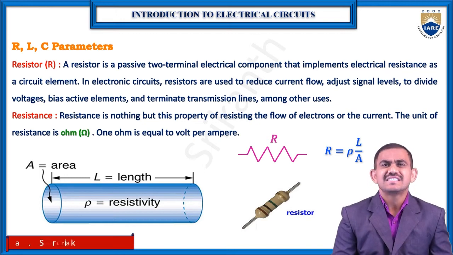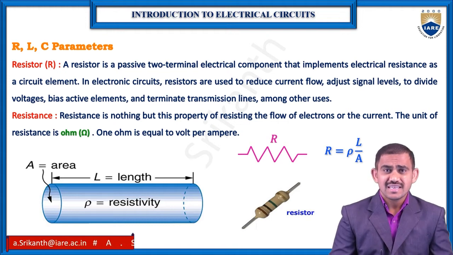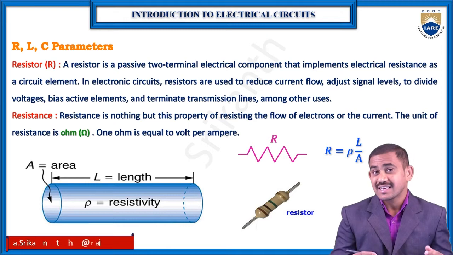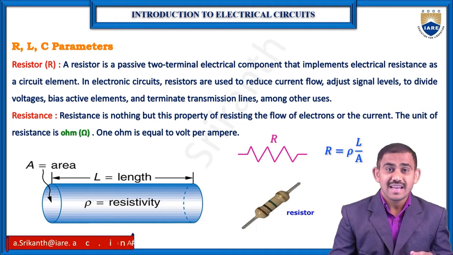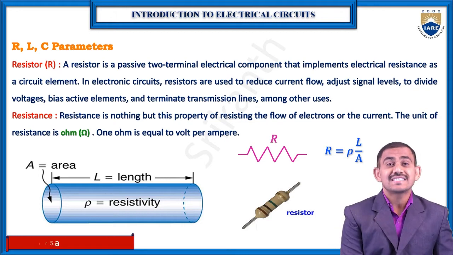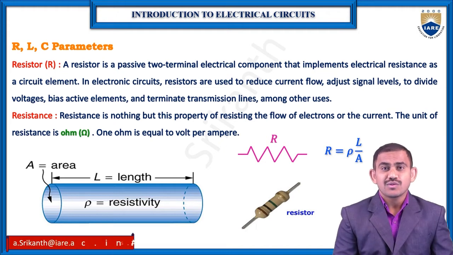So we have different names for resistor, inductor and capacitor. With a resistor, you can reduce the current flow, you can reduce the voltage, you can adjust the signal also. So you can use this resistor in different places. A resistor has some resistivity. For resistance, the unit is ohms.